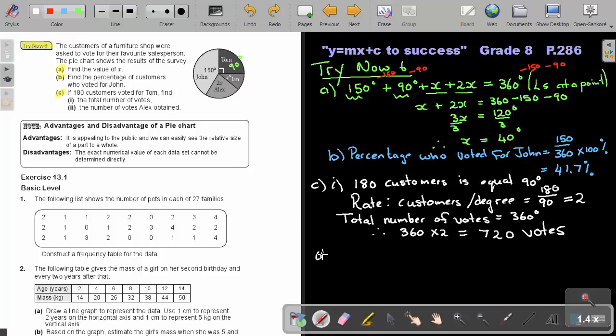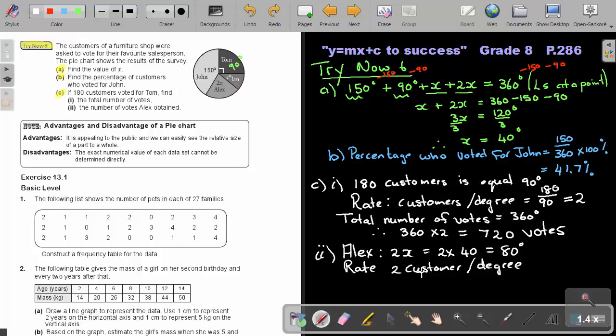And then I do the final one. The number of votes Alex obtained. Now remember, what is Alex? Alex is 2x. And remember, x is 40. So 2 times 40, that will be 80 degrees. And I'm just working with this rate. Now remember, the rate is 2 customers per degree. So therefore, I just take the 80 and I times it with the 2, and I will get 160. So I can end with saying Alex got 160 votes. And that's how I finish this sum.